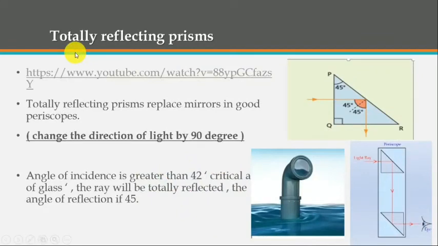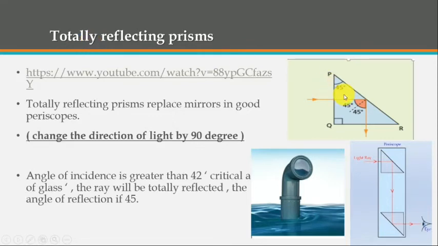Now, we have something we call totally reflecting prisms. Do you remember prisms? We talked about them before. We said a prism is made of glass. If visible light or white light enters a prism, what happens to it? You can see all the colors that make up white light, because each color has a different refractive index from the other colors. So what will happen here exactly?